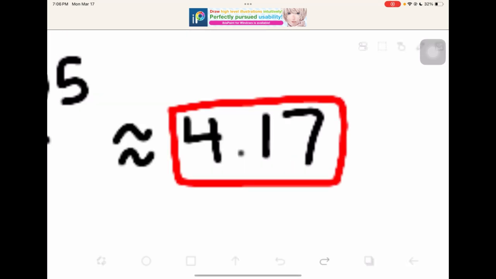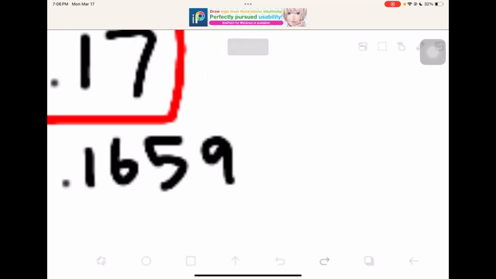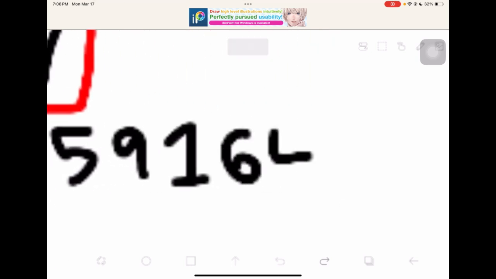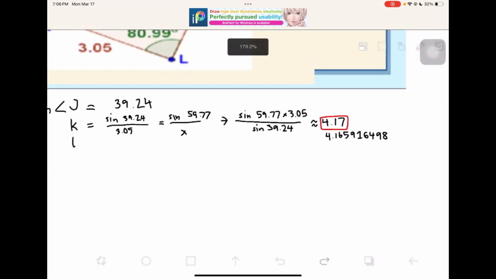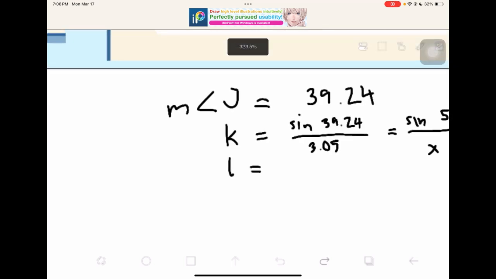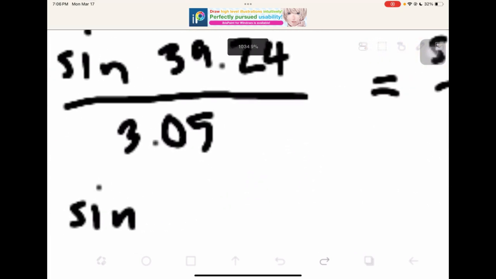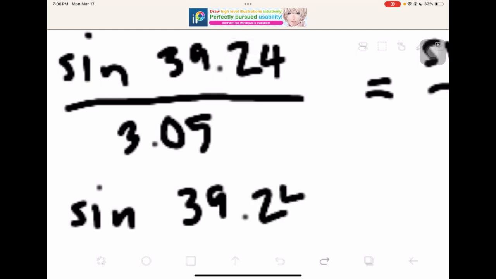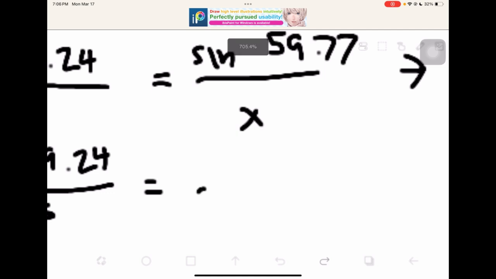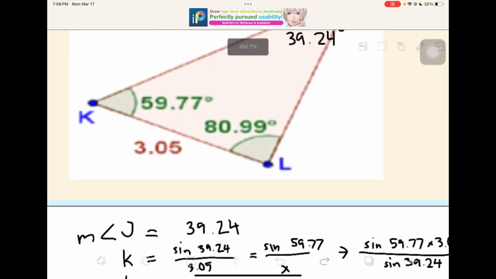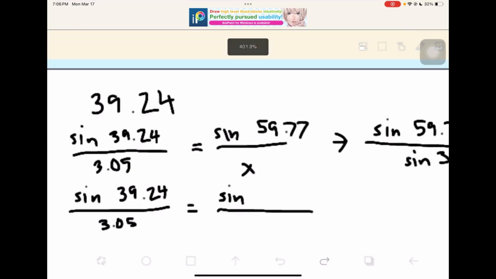And then we just need to add, I'll just give you some more context of the exact answer. But the red box is the one you answer on the test. Next one, side L. As per usual, copy paste the given that we used for the last equation. Then just change the second side. So we now are looking for L. So L is 80.99, sorry.